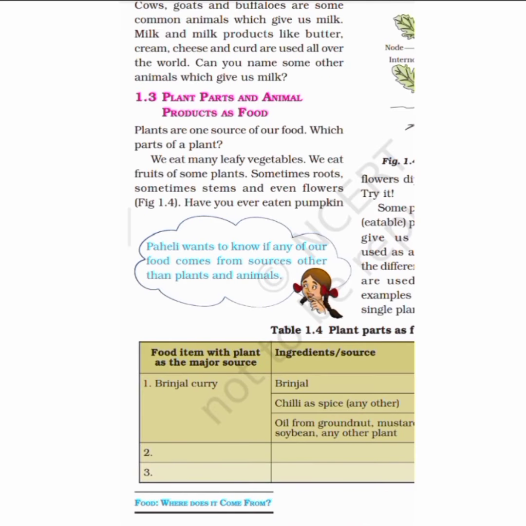Plant parts and animal products as food. Plants are one source of our food. Which parts of a plant? Which part of the plant is exactly our source of food? We eat many leafy vegetables. So, we eat leaves, we eat fruits of some plants, sometimes roots, sometimes stems, and even flowers.